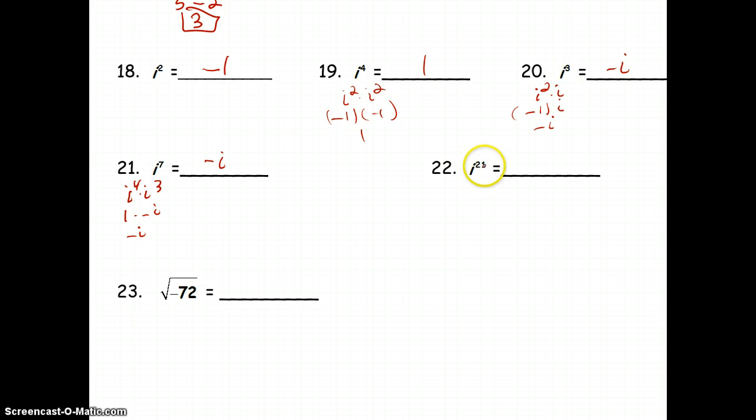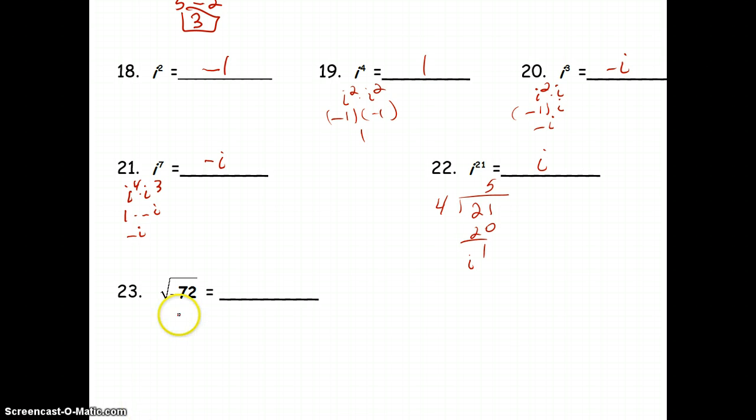Using that same principle for problem number 22, we can say after every 4 cycles, it cycles over. So if we divide 21 by 4, we get 5 full cycles, and we have 1 left. So that means that i to the 21st is going to be the same as i to the 1st, or just i. This is one of the most important problems in this section.